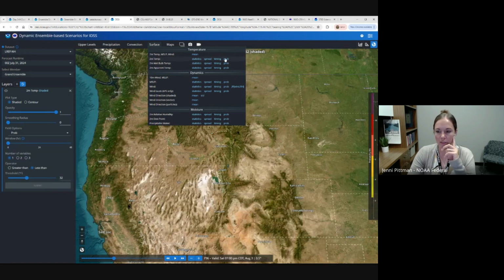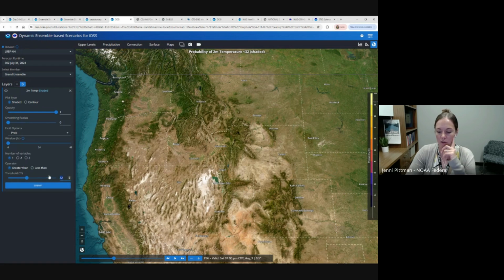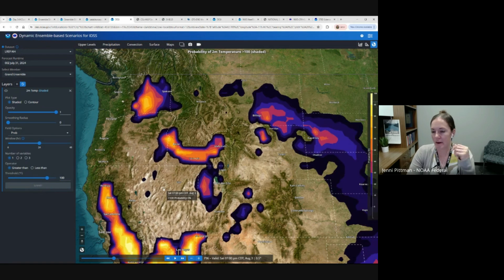Let's go to probabilities. And let's say that 100 degrees is what's important in our forecast area. We're going to switch the window to 24 hours just so that we're not limited by timing. So you can already see for Saturday that we have a pretty high percentage of the ensemble members indicating that the temperature is going to be greater than 100 degrees at some point on Saturday. And if you scoot forward in time, you can see it doesn't move because we're looking at this 24-hour period. So really pretty high probability and pretty high number of ensemble members that are indicating that we could get above 100.